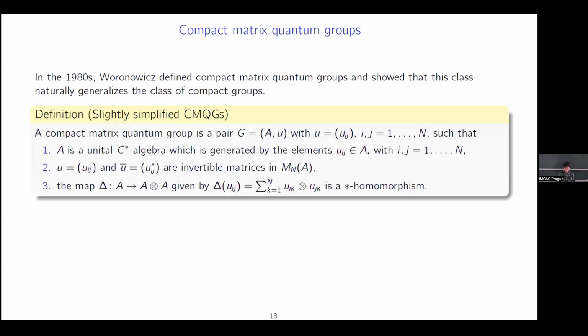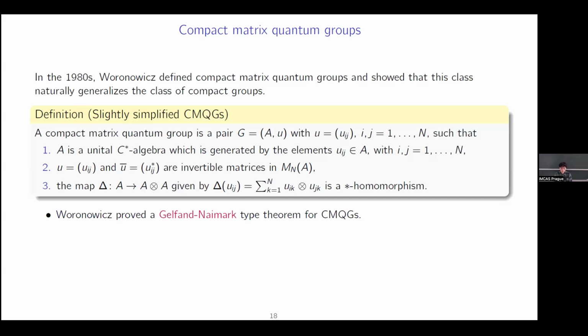And here I'm giving a slightly simplified version of the definition of a compact matrix quantum group. So we have a pair (A, U), where U has entries u_ij, such that A is a unital C-star algebra which is generated by the elements u_ij in A. Moreover, we also have that U and the corresponding Hermitian conjugate are invertible matrices in the space of n-dimensional matrices with entries in A. And we also want that this map delta from A to A tensor A, given with this definition here, is a star homomorphism.